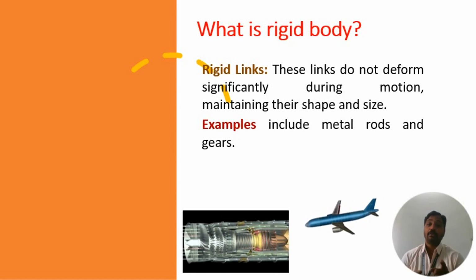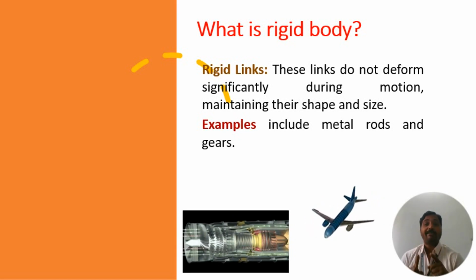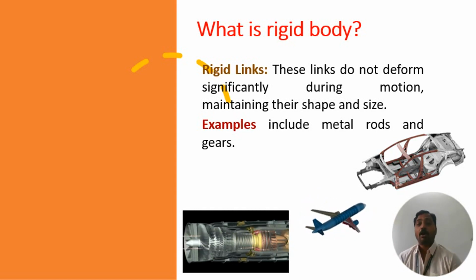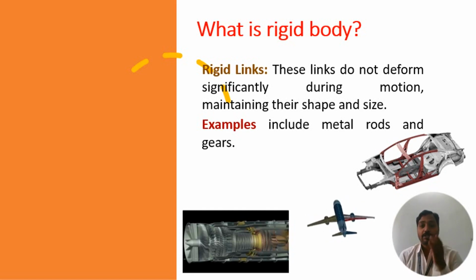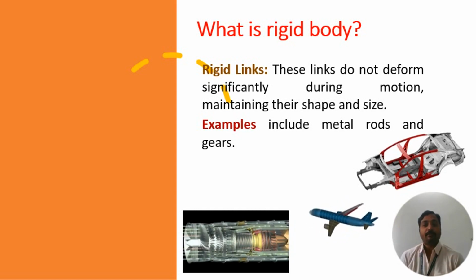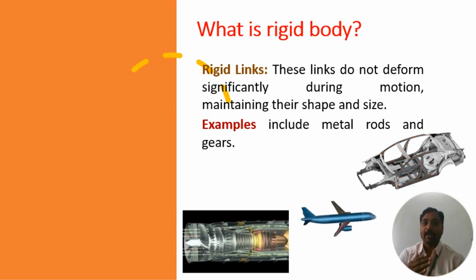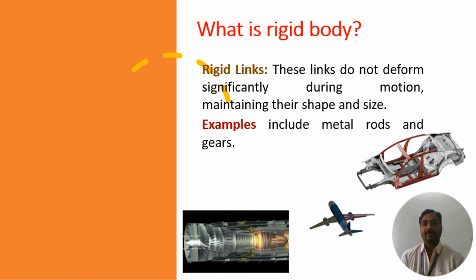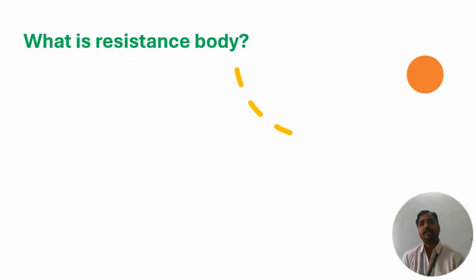In this case there is also some deformation, but it can regain its shape and size without any ambiguity. And one more example is the car body. It is prepared with different types of metals. Some parts are load absorbing links, some are load transmitting, and some are designed for load dissipation, so that the crash test goes well. So what is a resistance body?